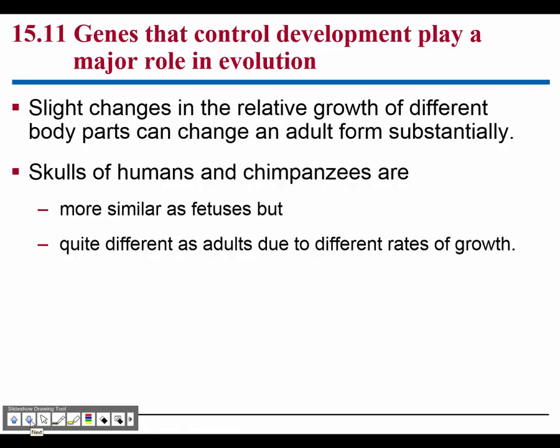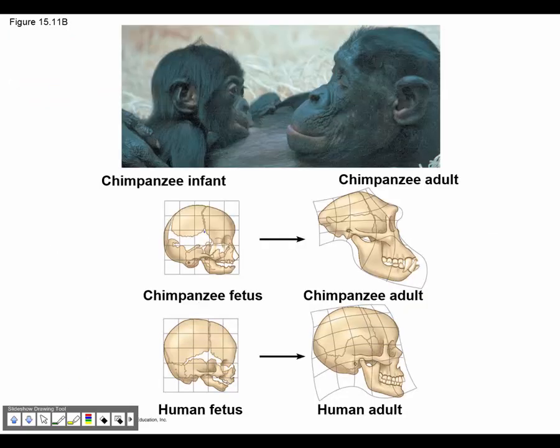So slight changes in relative growth of different body parts can change an adult form substantially. Just different changes at different times can create these huge differences in morphisms. When we look at skulls of humans and chimpanzees, they're more similar as fetuses, but very different as adults, right? Here's the human and chimpanzee fetus, but the adult is very different because the rate of growth and development is very, very different.